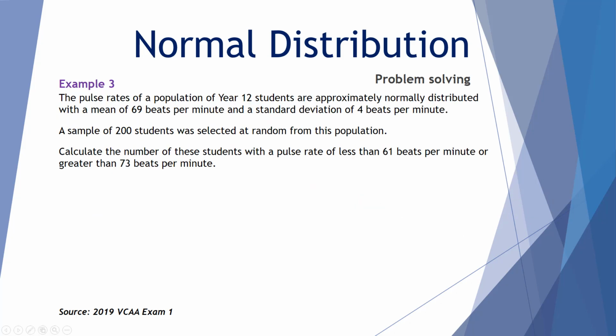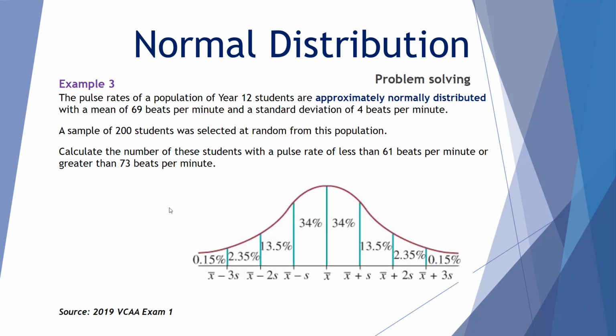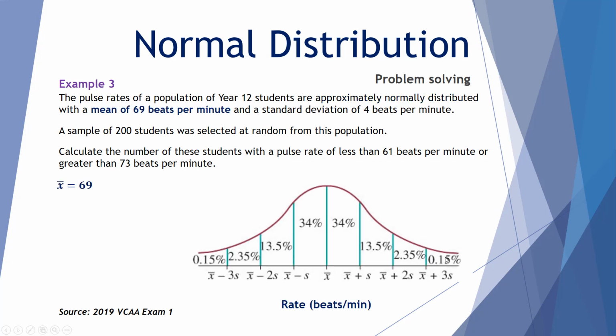Example number 3. The pulse rates of a population of Year 12 students are approximately normally distributed, with a mean of 69 beats per minute and a standard deviation of 4 beats per minute. A sample of 200 students was selected at random from this population. Calculate the number of these students with a pulse rate of less than 61 beats per minute or greater than 73 beats per minute. Again, we've identified that this is a normally distributed distribution, so we can use this particular graph to answer our question.